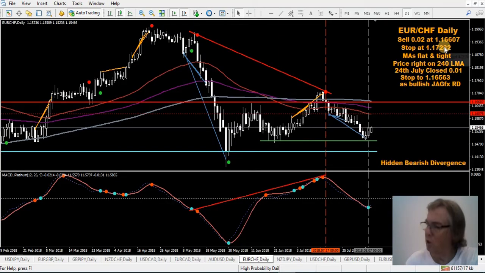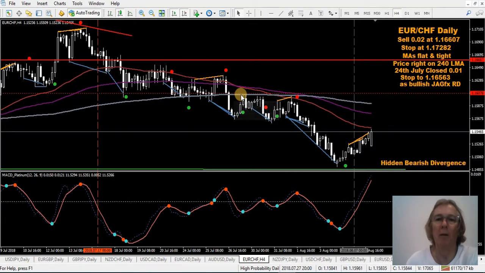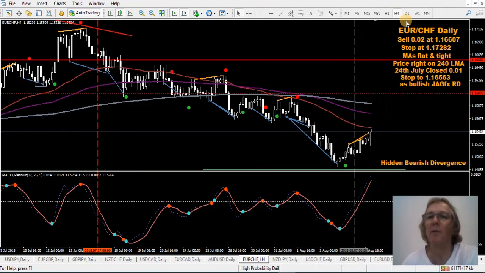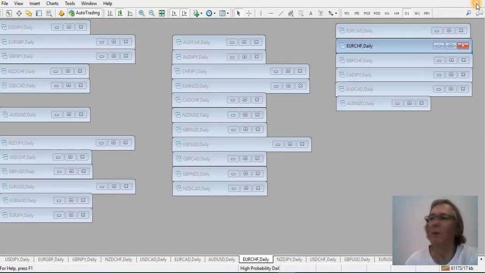Euro Swiss in a sell here. We've got a new blue dot on the MACD Platinum this morning. We've got a support level here. So all I've done is brought my stop down to above these highs. All I did was go to the 4-hour chart, have a look here, obvious highs, bring down the stop, so it's 1.16076, and it locks in that bit of profit. I've already closed half, so that's all good in that trade.